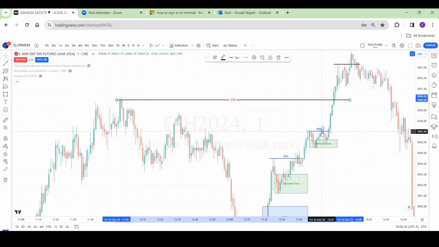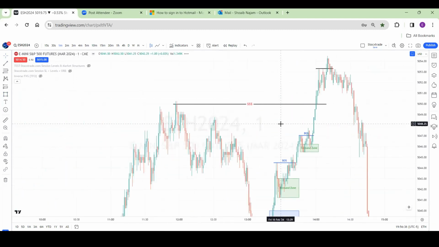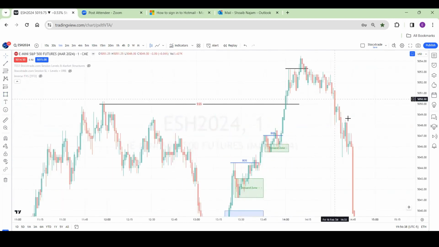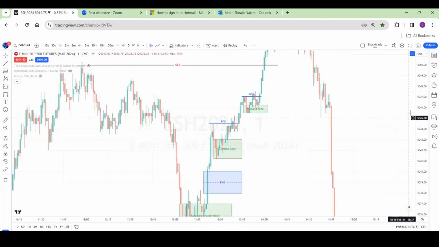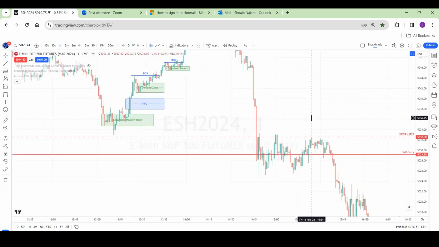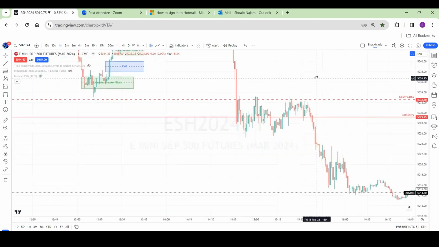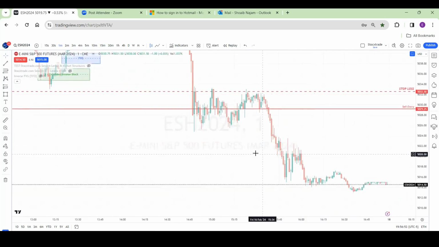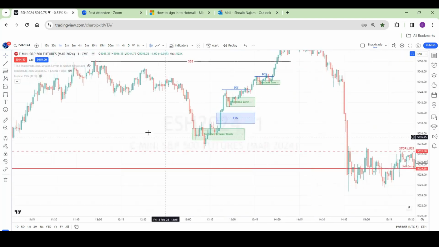Even if you take this trade, suppose you enter somewhere here, 5047, even then it gives you $150. Anyway, then the market went up. I think there was some news or something happened today. The market was coming down. So once the market is going in any direction and you are not able to enter the trade, just leave it. Let the market settle down. Once the market reverses, that will be the area where you need to take the trade.